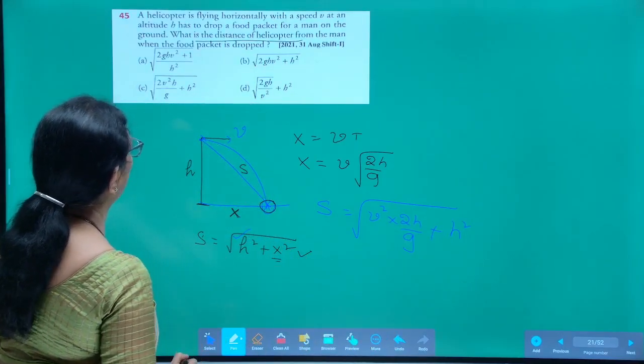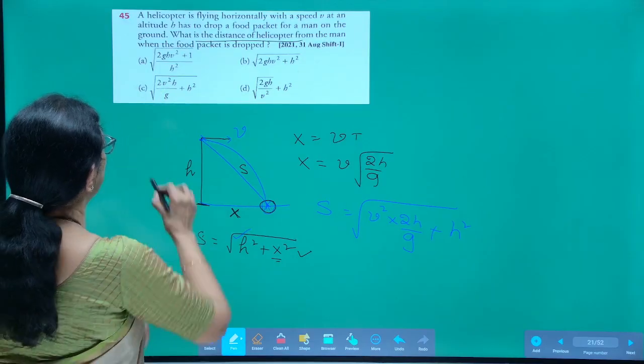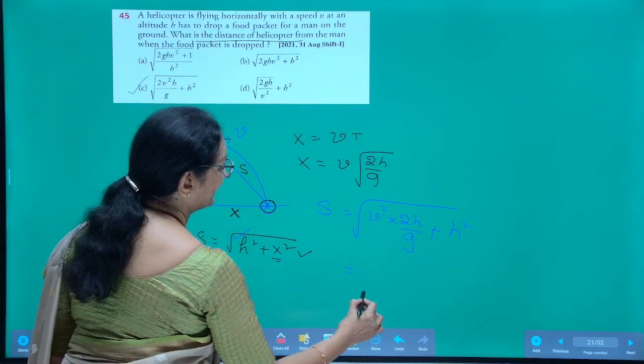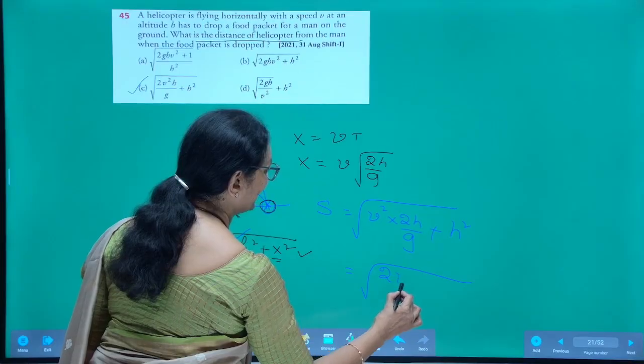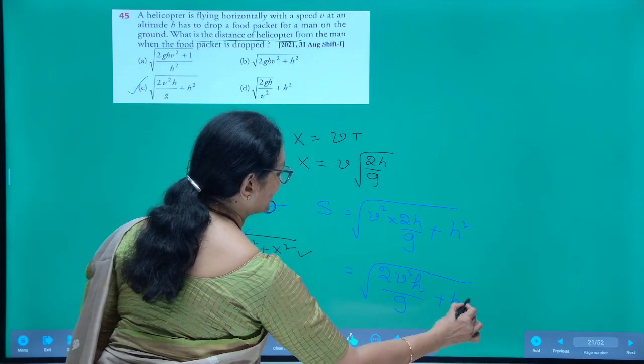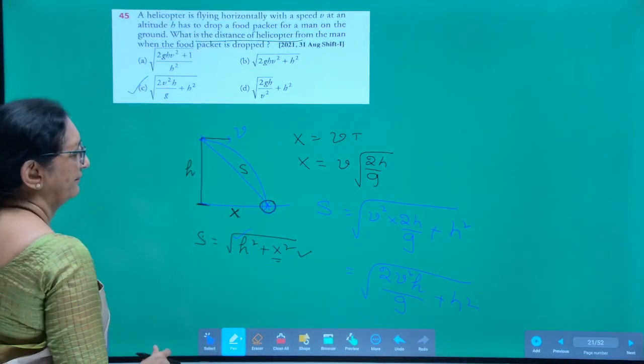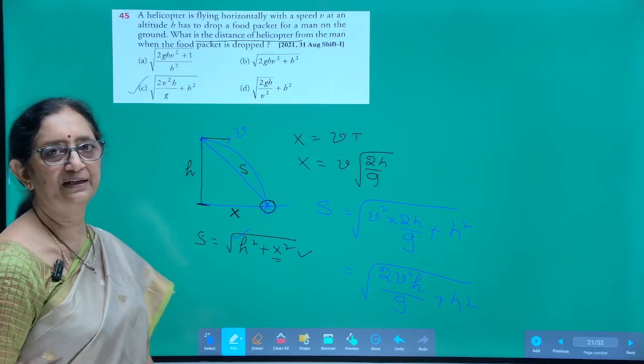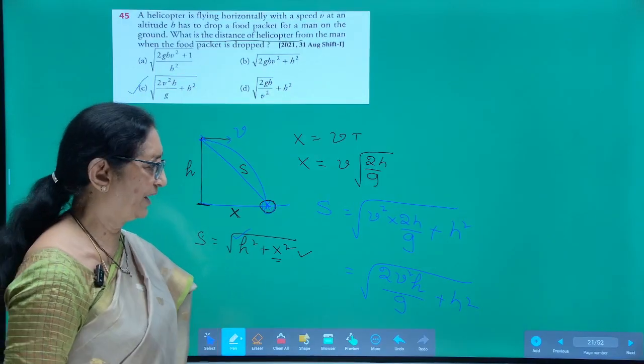So, what option? It is this option, isn't it? The option given is the square root of 2v square h by g plus h square. That is the correct answer for that problem.